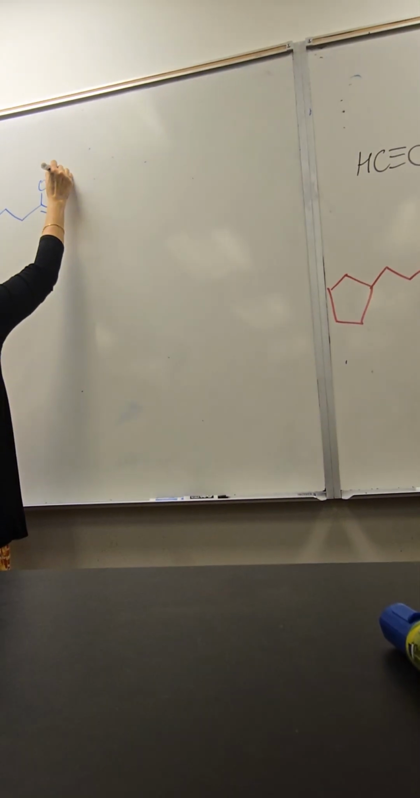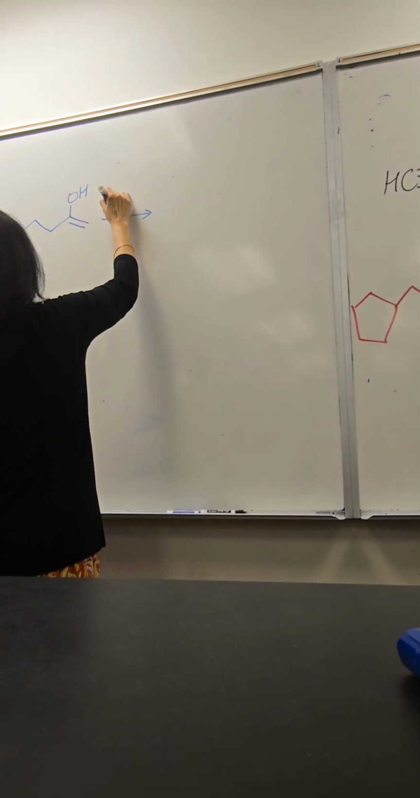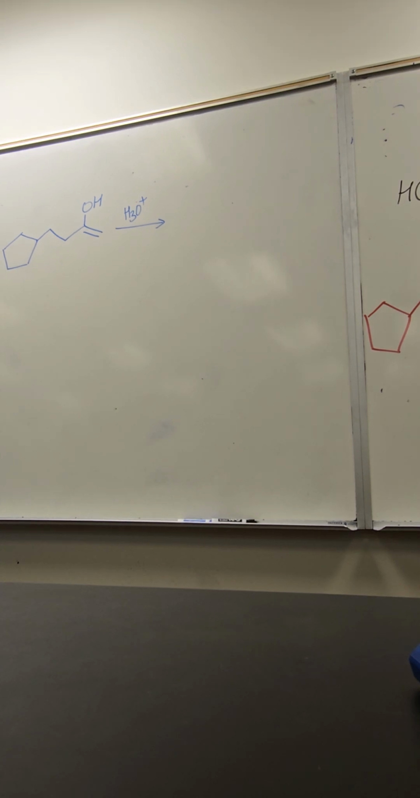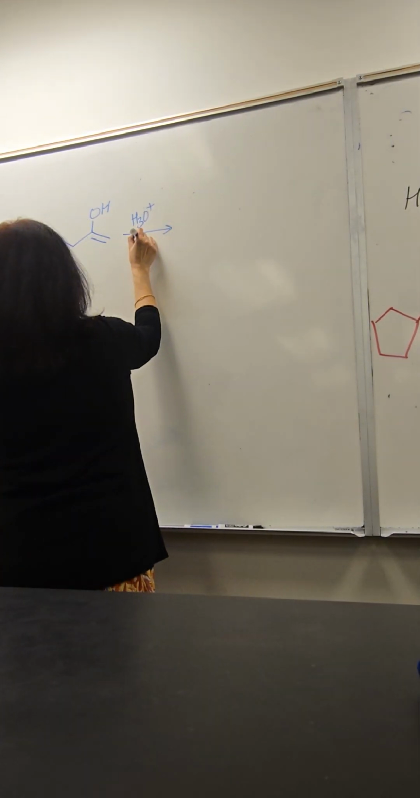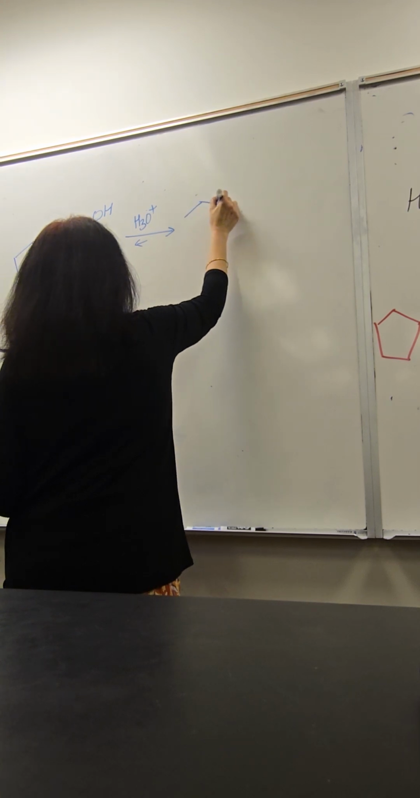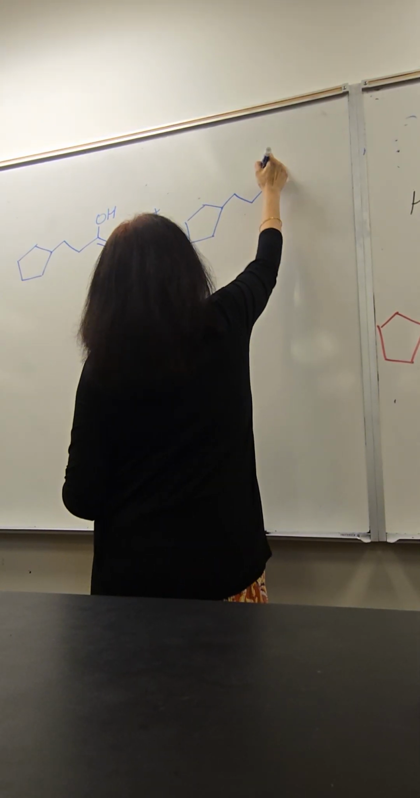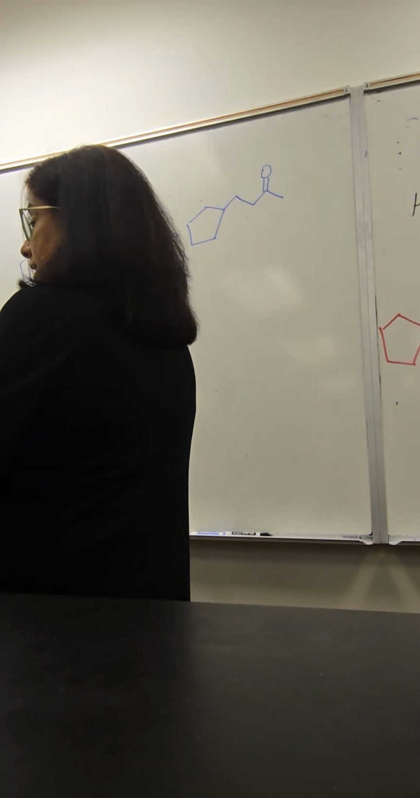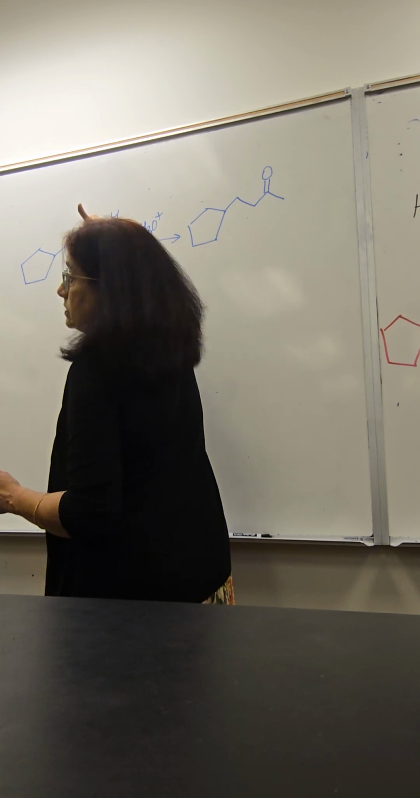2, 3, 4 is this. That's your Markovnikov enol. Under acidic conditions, because notice there's an acid here, right? So under acidic conditions, it's an equilibrium process. It tautomerizes to a ketone. See that? This hydrogen comes here and the pi bond goes there.